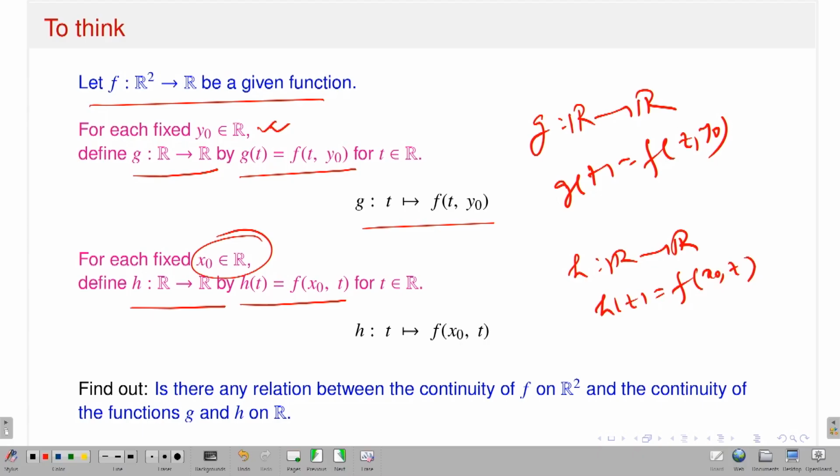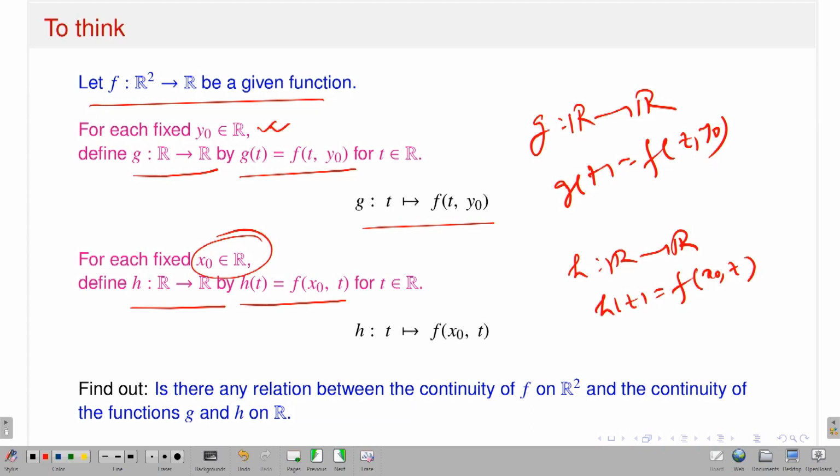So, that means given a function f from R2 to R, I have two real valued functions of a real variable. First, keeping the variable y naught fixed, I define a function g from R to R, g of t is equal to f of t comma y naught, and then keeping x naught fixed, I have a function h from R to R, h of t is equal to f of x naught comma t.